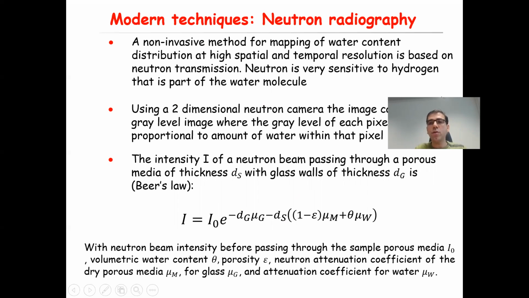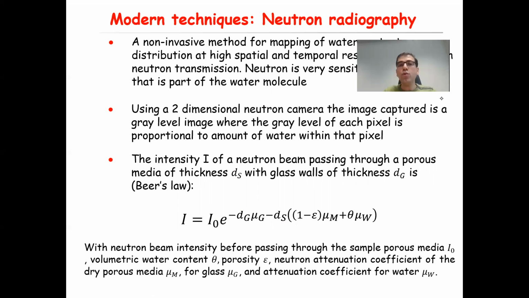Okay, so what happens here is that a two-dimensional neutron camera captures a gray level image, where the gray level of each pixel is proportional to the amount of water within that pixel. So you have basically a 2D or quasi-2D sample. You put it in front of the neutron beam. The neutrons go through the sample and are attenuated because of the hydrogen atoms of the water molecules. There is a detector behind your sample, and this attenuation is detected by that detector.